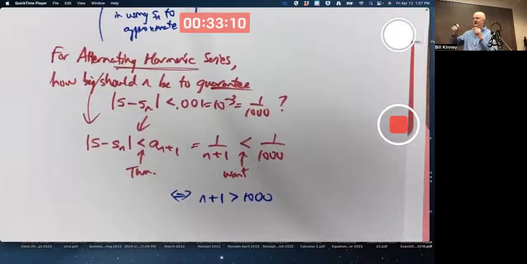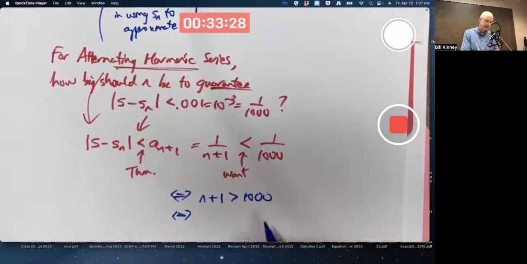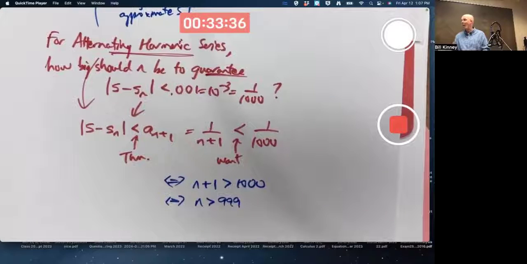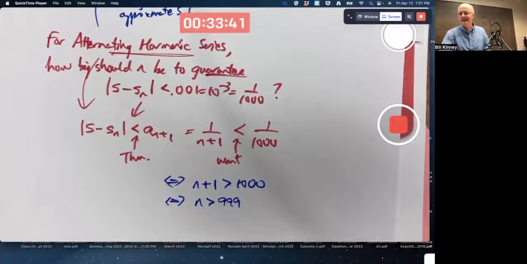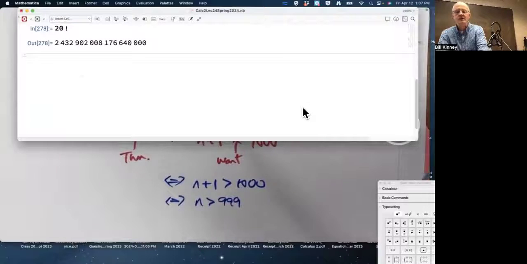You take the reciprocal of both sides, you're effectively plugging both sides into the function 1 over x, whose graph is decreasing. And because of that, the inequality switches direction. It makes intuitive sense too. If you want 1 over n plus 1 to be small, n plus 1 itself better be big. That's equivalent to, subtract 1 from both sides, n being bigger than 999, like 1,000 or more. So if we use n equal to 1,000 or more, we are guaranteed to be within 0.001 of the true answer.